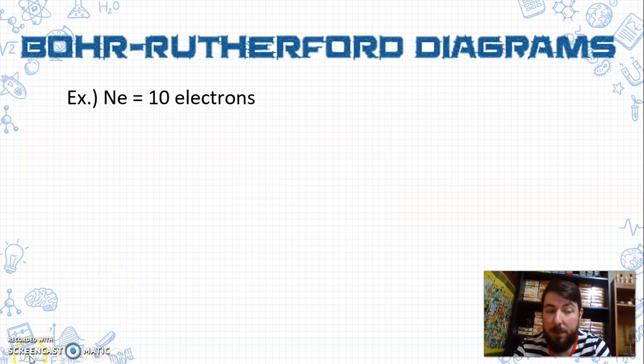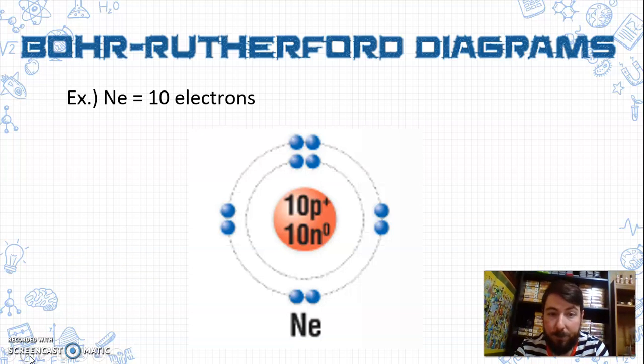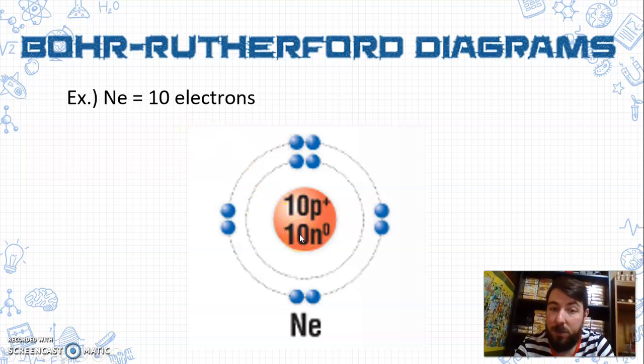So neon has 10 electrons in total. Its atomic number is 10. So we can say that it has 10 protons, and it has an atomic mass of 20. So 20 minus 10 protons means that it has 10 neutrons. So we have these 2 shells. The first shell, remember, can hold a maximum of 2 electrons, so we put 2 there. Then we need to put a second shell.